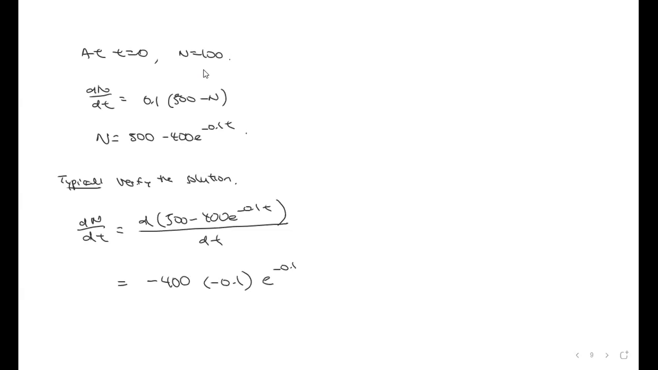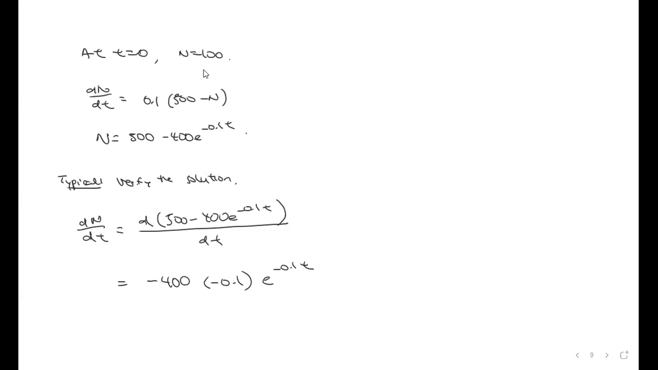Okay, so technical issues appear to have been worked out. So here we verify a solution, and the typical way you verify your solution is to just differentiate. So we would differentiate the solution they've given us. The derivative of 500 is 0. You've got negative 400 times the derivative of e^(-0.1t), which is going to be negative 0.1 times e^(-0.1t), just using our chain rule.